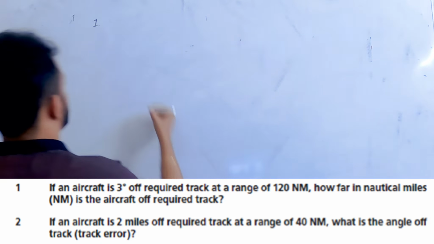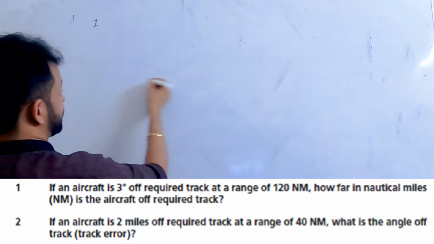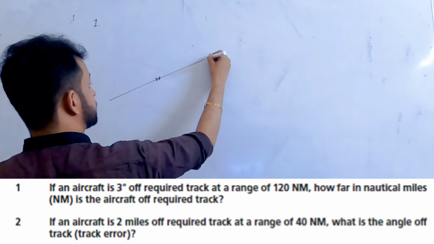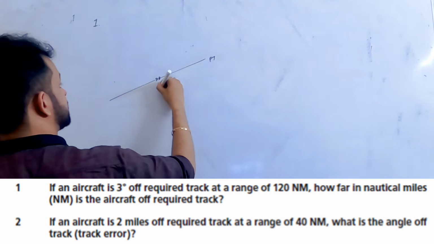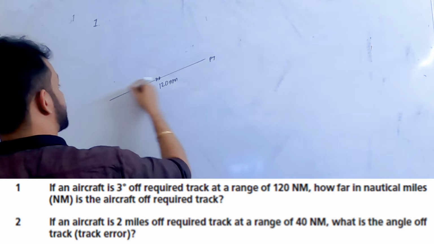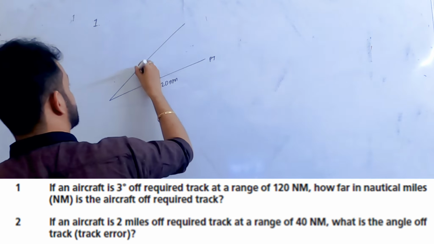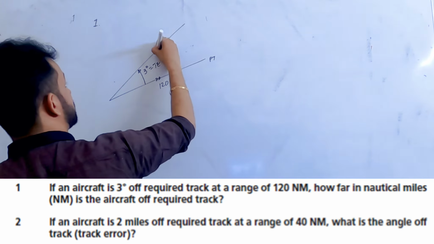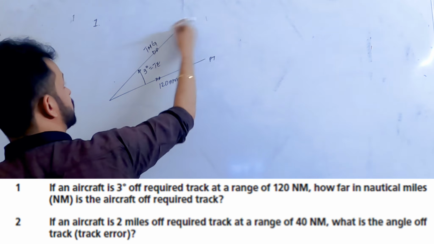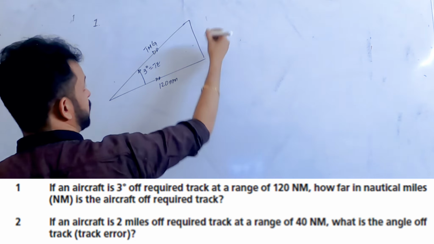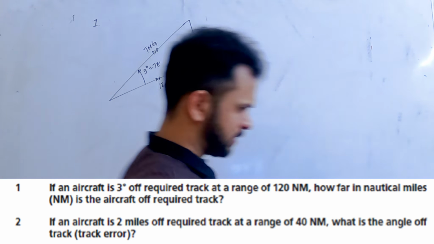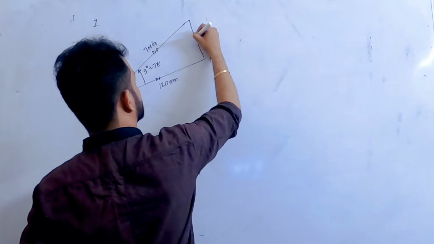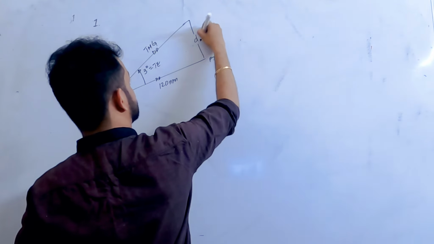So if we are to do that question, it doesn't matter what your track is. I can draw any given track here, which is a planned track, and that distance is given as 120 nautical miles. You are off by 3 degrees. What is this 3 degrees? That is your track error, and this will be your track made good. And after 120 nautical miles, you found yourself left or right. Is anything of that sort given? Nothing is given. Therefore, you have to find out this off distance. That is X.